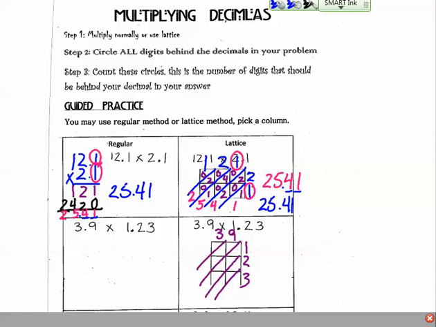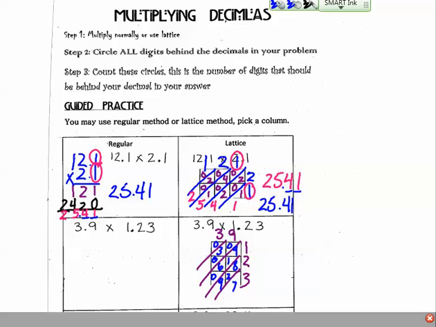So now I'm going to go ahead and do my multiplication. 9 times 1 is 9, so 0, 9. 3 times 1 is 3, 0, 3. 9 times 2 is 18, 1, 8. 3 times 2 is 6, 0, 6. 3 times 9 is 27, 2, 7. 3 times 3 is 9.